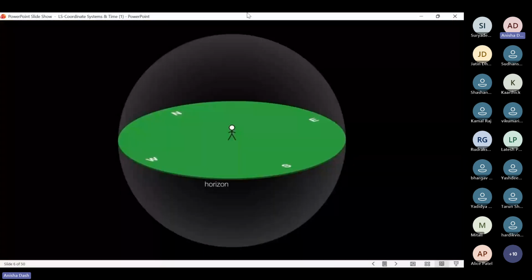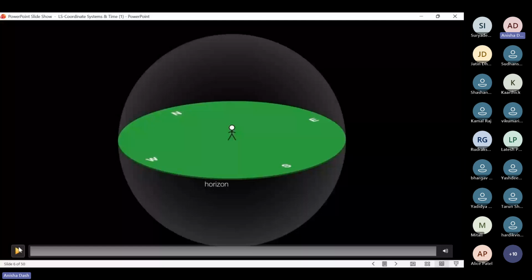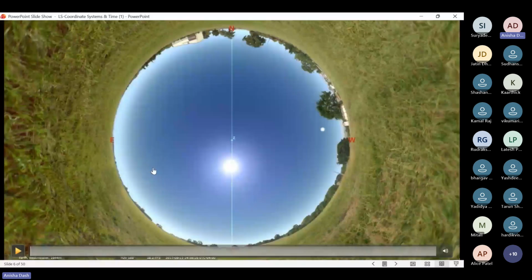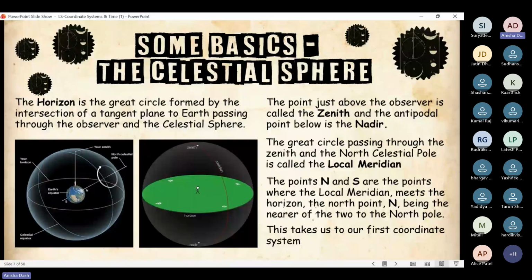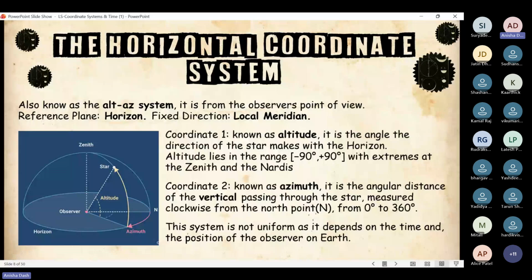So when a star crosses the local meridian, like how we saw in the video, the sun crosses the local meridian, we call that culmination. And now that we have these details written, let's move on to our first coordinate system. So our first coordinate system is the horizontal coordinate system. Like I said, all of these have a reference plane and a fixed direction. In this case, the reference plane is the horizon and the fixed direction is the local meridian.